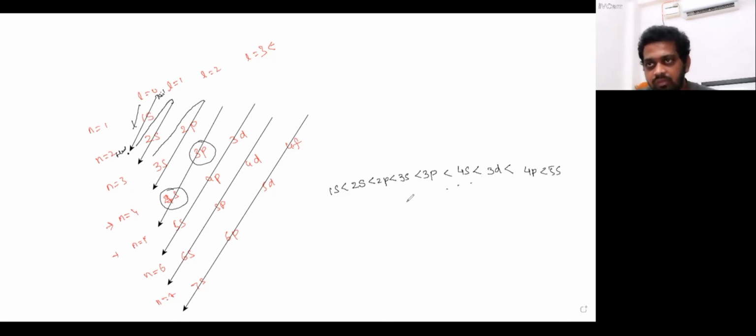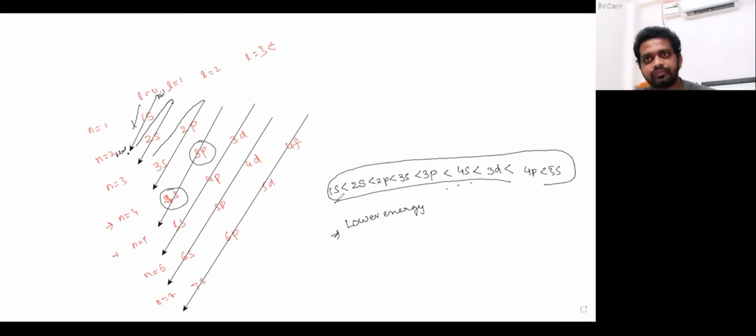So as per the above principle, electrons will first fill the lower energy levels completely. After filling the lower energy levels, the higher energy levels will be filled. This is according to the energy levels.